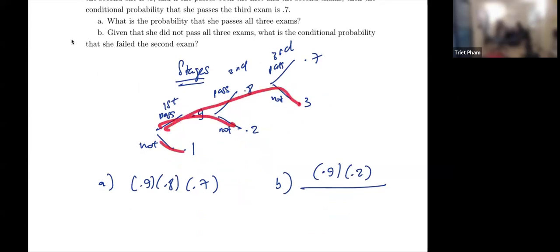But if you notice, actually that's the complement of exactly that. So you can do 1 minus 0.9 times 0.8 times 0.7 as a shortcut. But if you want, you can just add this plus that plus that. Okay. Any question?